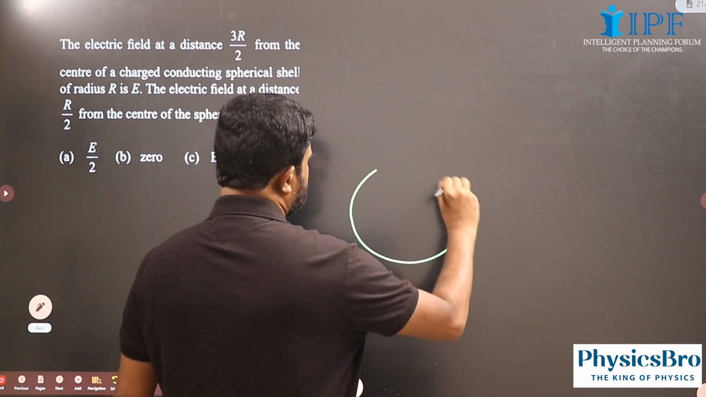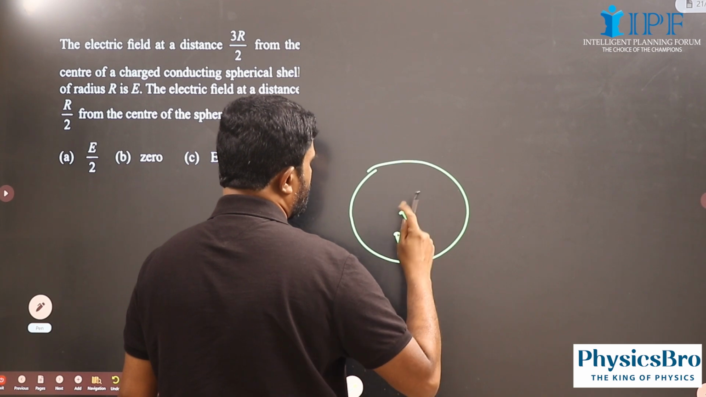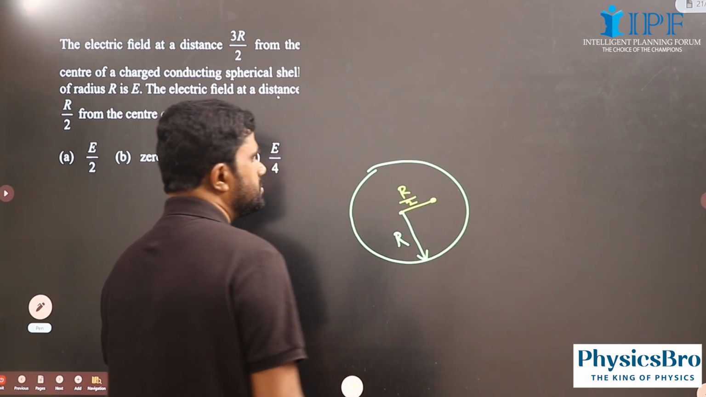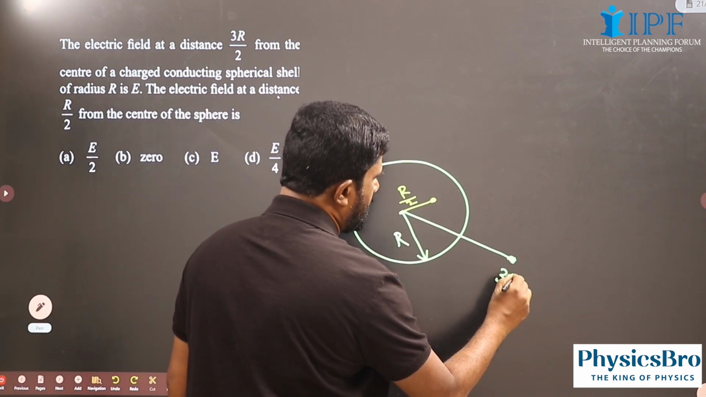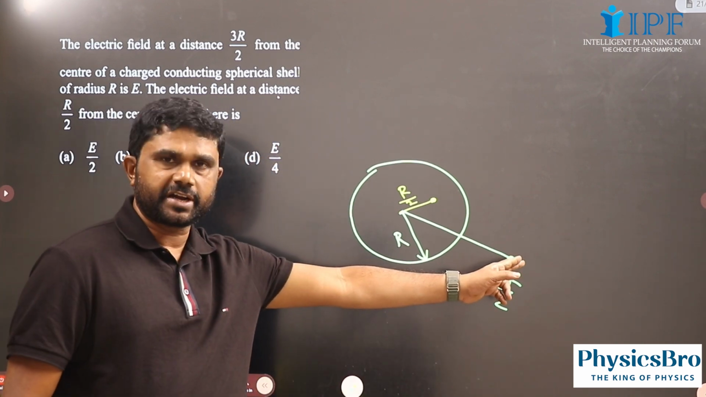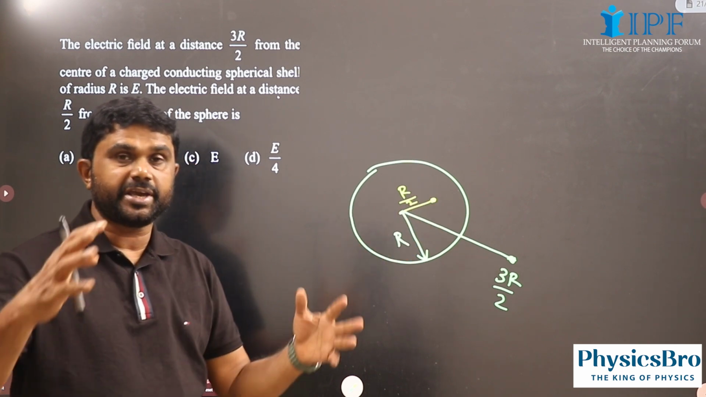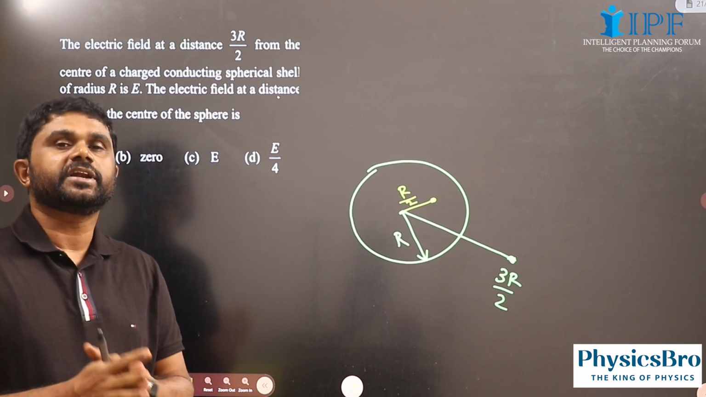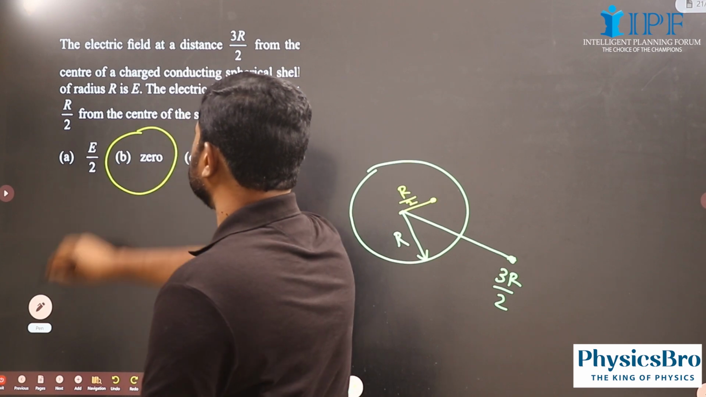See, this is the shell. This is radius capital R. Now r by 2 means it will be here, that is inside. And 3r by 2 will be like this, at a distance 3r by 2 from the center. Here the intensity of electric field is capital E. But this point at a distance r by 2 from the center means the point of observation is inside the shell, where the electric field intensity will be 0. So the field is 0.